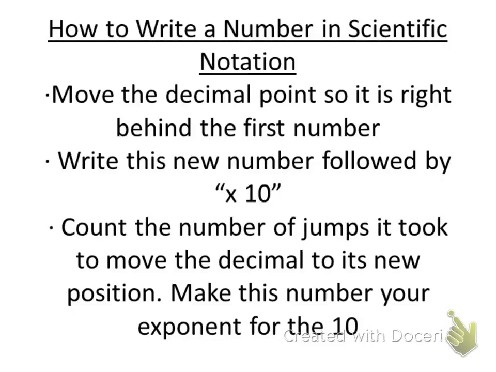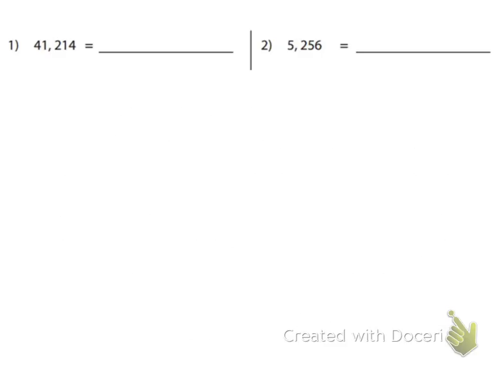So after you write the new number followed by times 10, you count the number of jumps it took you to move the decimal to its new position, and you make that number your exponent. So it sounds kind of tricky, but let's jump into some examples. So here's number 1.